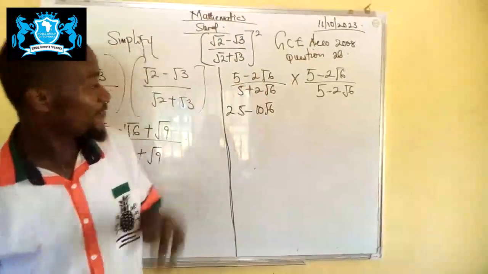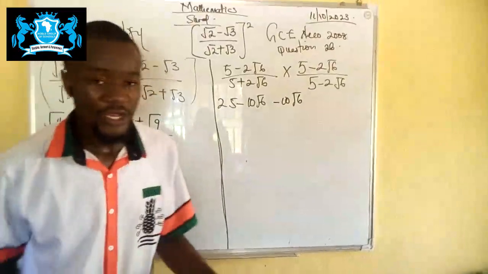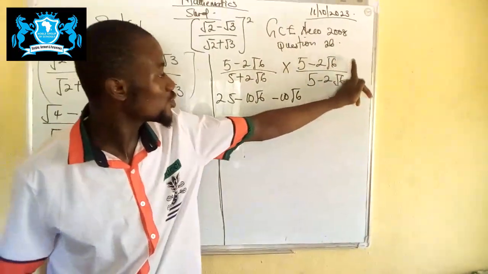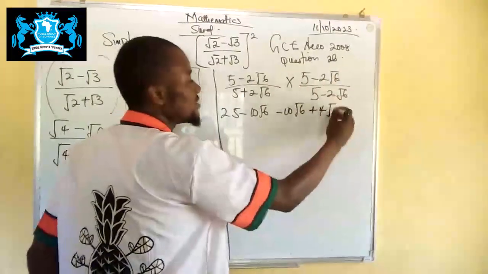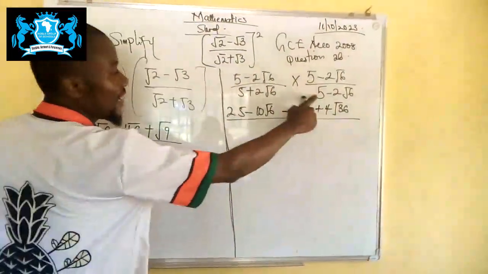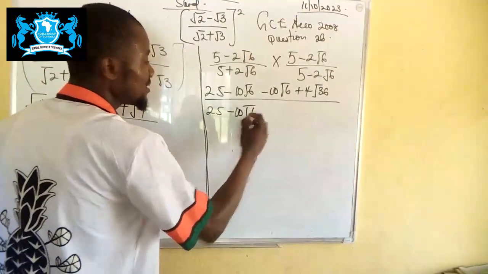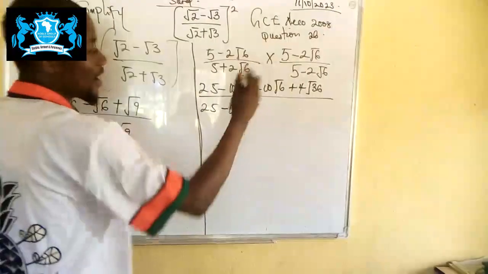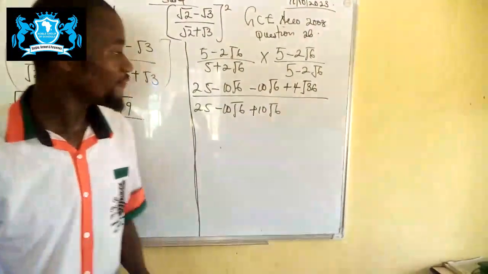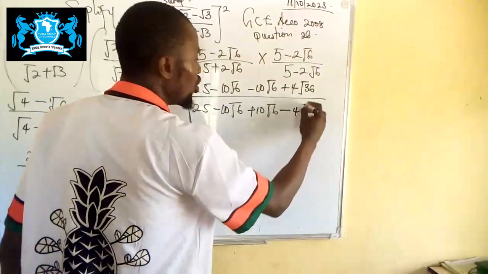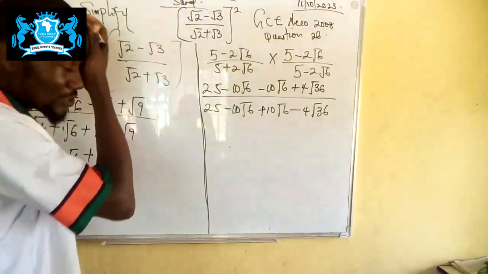So now we are through with 5. So we have −2√6 times 5, which will still give us −10√6. Now we have −2√6 times −2√6. The minus times the minus will give you a plus, and 2 times 2 we have 4, and 6 times 6 we have 36, all over 5 times 5 is 25. Then you have 5 times −2√6, you have −10√6, and you go to the next one, 2√6 times 5, you have plus 10√6. Then you now have positive 2√6 times negative 2√6. You now have negative 4√36, because 2 times 2 is 4, and 6 times 6 is 36. So you start performing your basic operations.